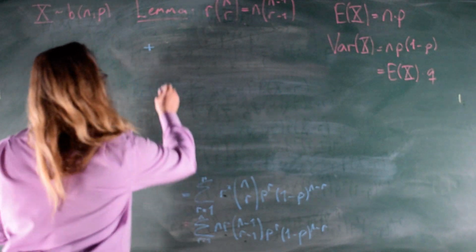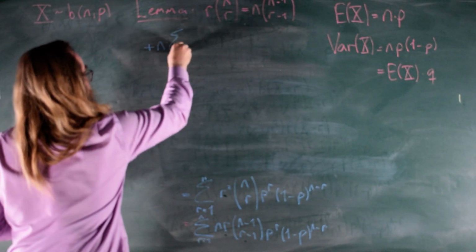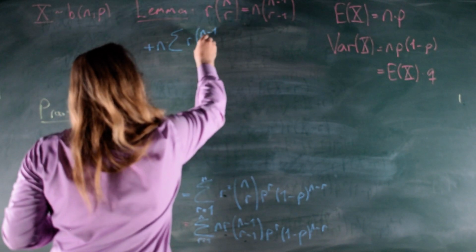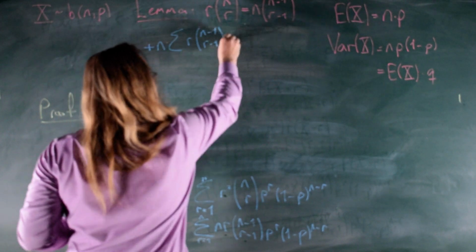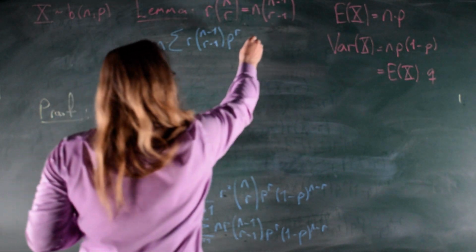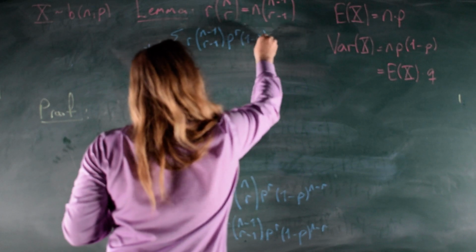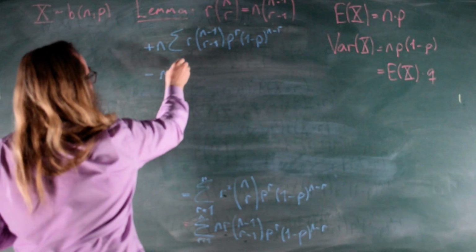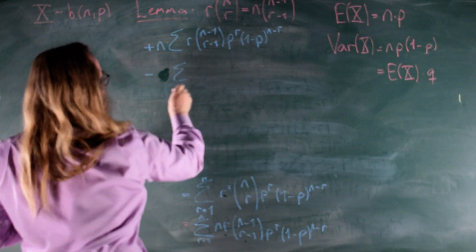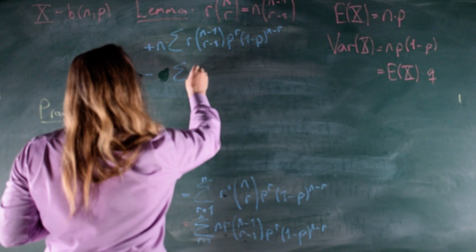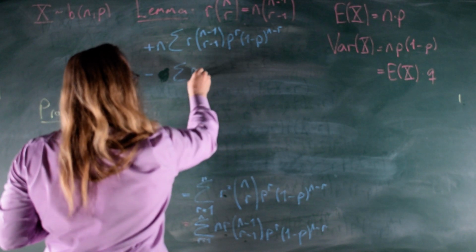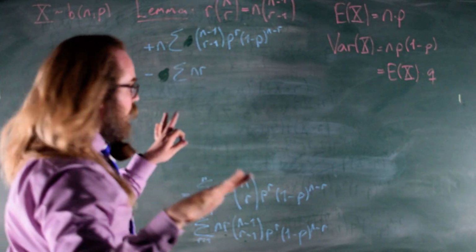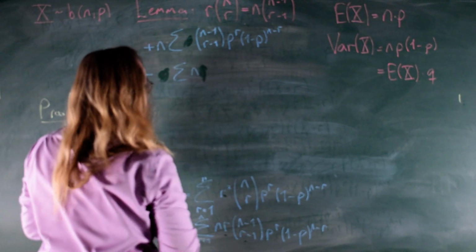So what I'm adding is n times the sum of n minus 1 choose r minus 1, p to the r, 1 minus p to the n minus r, and then I'm subtracting this again. All right, so let's put this n in here. N R. Oh shoot! No R. No R. That would have been slightly catastrophic.